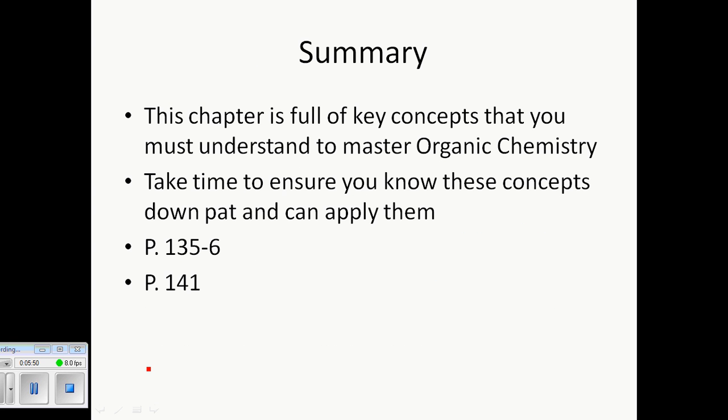Finally, just to remind you, this chapter has a lot of important concepts that you need to understand, and it'll serve as a good basis for learning organic chemistry in the future. So take the time to make sure you understand the concepts, ask questions if you don't understand. Again, on pages 135 and 136, there's a good summary, and on 141, there's a flow chart that can help you check your learning, make sure you understand. If you don't, then go back and study those chapters or ask questions in class.